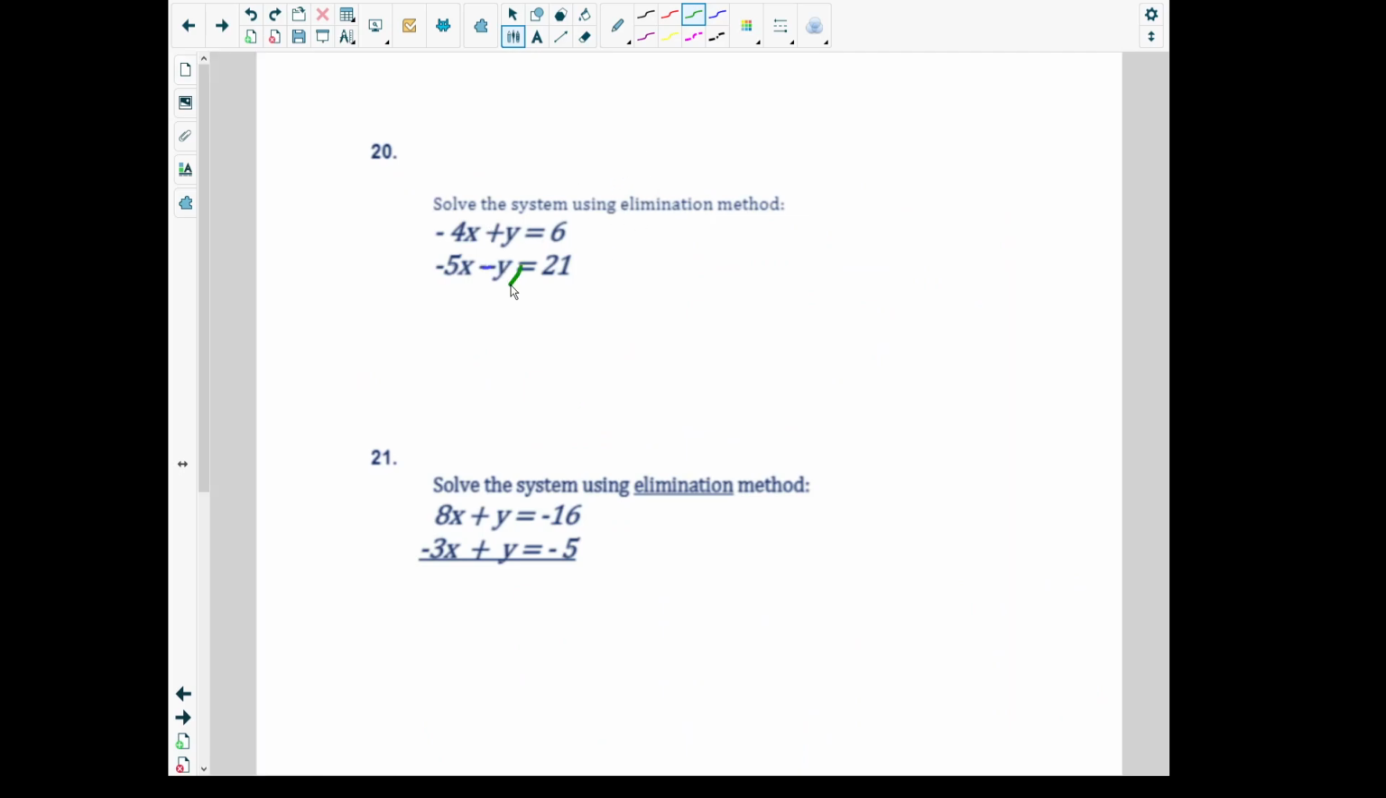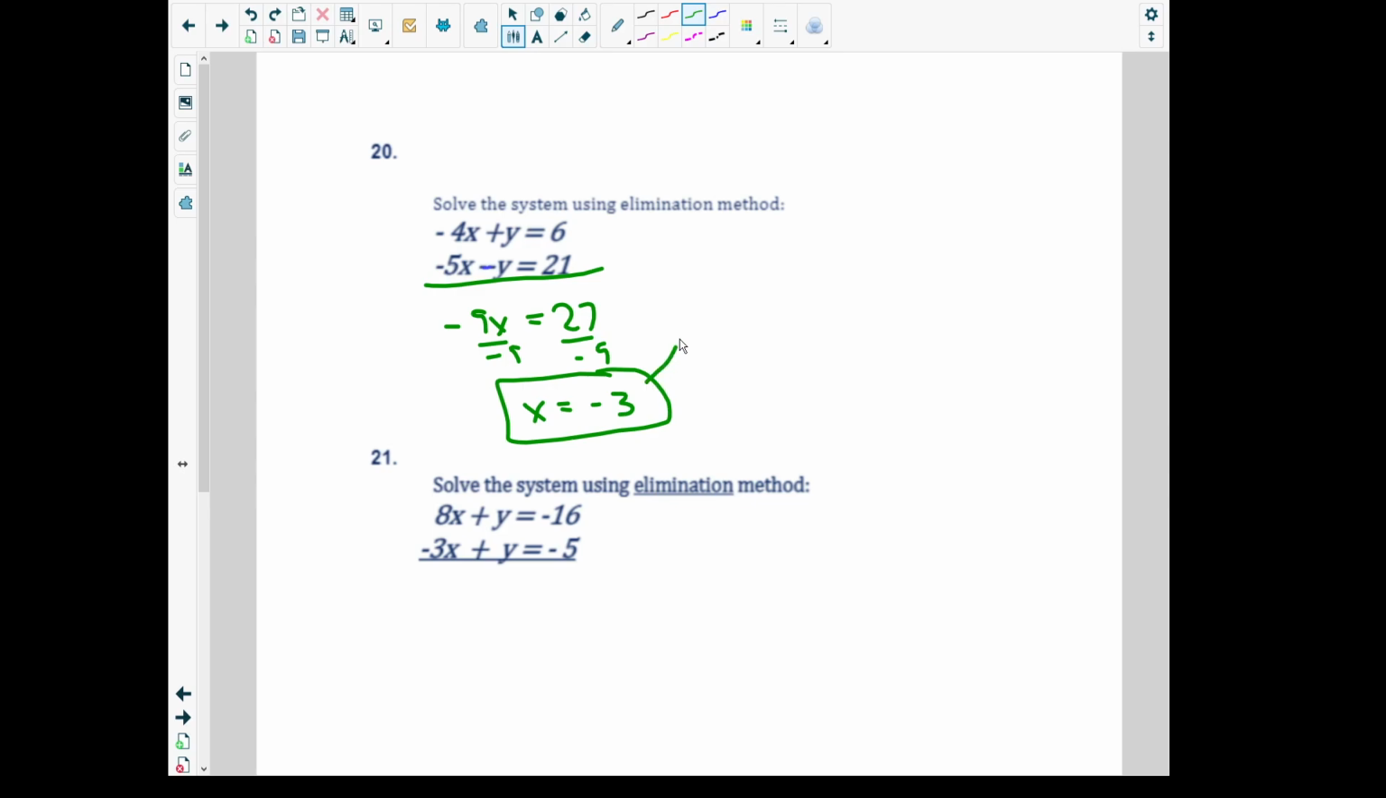Elimination method that's already set up because these are opposite. I know there was a little bit of a typo there before. So now I'm going to add them together. So that's negative 9x plus 0 equals 27. Divide by negative 9. So x equals negative 3.